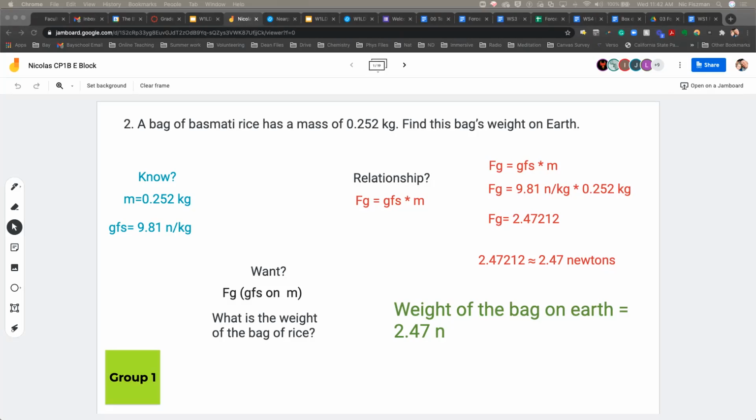which is basically just the weight of the bag of rice. So then for the relationship, we use the same kind of equation that we made in class, which was the force of gravity equals the gravitational field strength times the mass. Then we just plugged it in over here, and we got that the weight of a bag on Earth is approximately 2.47 newtons. Awesome.